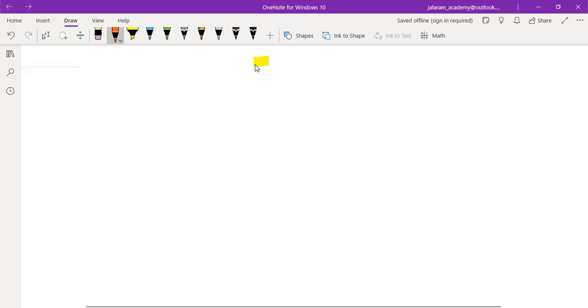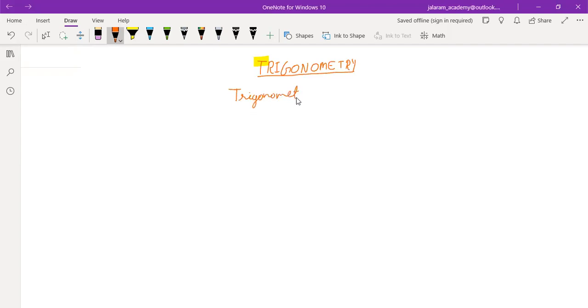Now, today we will start a very important topic, trigonometric ratios, or trigonometry in short. Why is it called trigonometric ratio? This we have to think. What is the meaning of trigonometric ratio?